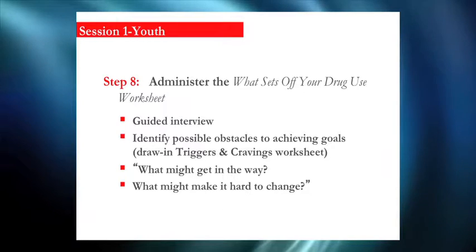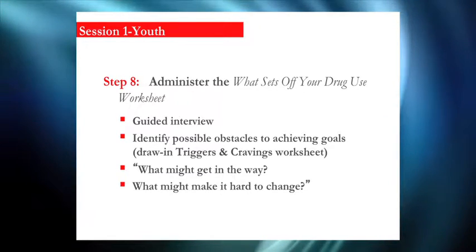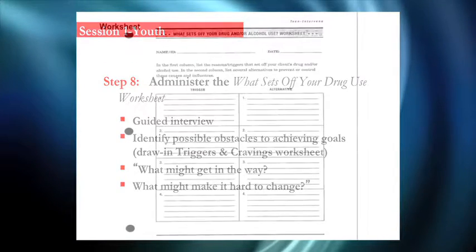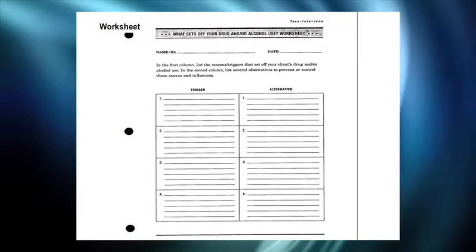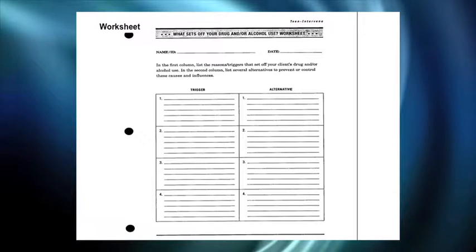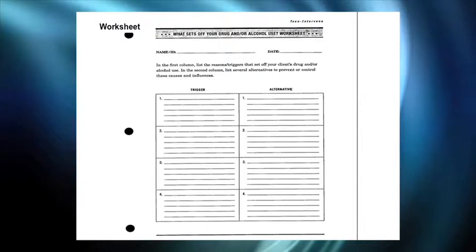So the idea is to use the what sets off your drug use worksheet in a guided interview that helps you connect the triggers and cravings that you already know about and the goals. So you want to get them to talk about those triggers and cravings and talk about alternatives. How are they going to resist those? Because it's likely those would get in the way of at least the drug use goals that you've set.